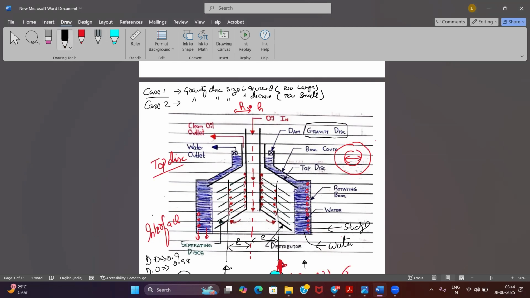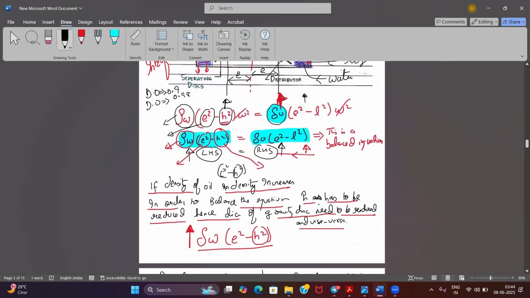That means the gravity disk part will extend a little bit further. That is why my internal diameter is becoming shorter, and now my H value is also becoming shorter. Previously it was greater. Now the H value will be this much. So I have reduced the H. Once I have reduced the H, this value becomes greater, or it increases, and it matches the value on the right hand side.